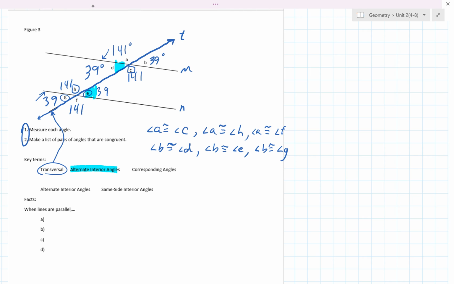Okay, corresponding angle. Actually, let's back up a second. There's another pair of alternate interior angles. Have a quick discussion in your groups, just 10 seconds. What is the other pair of alternate interior angles?